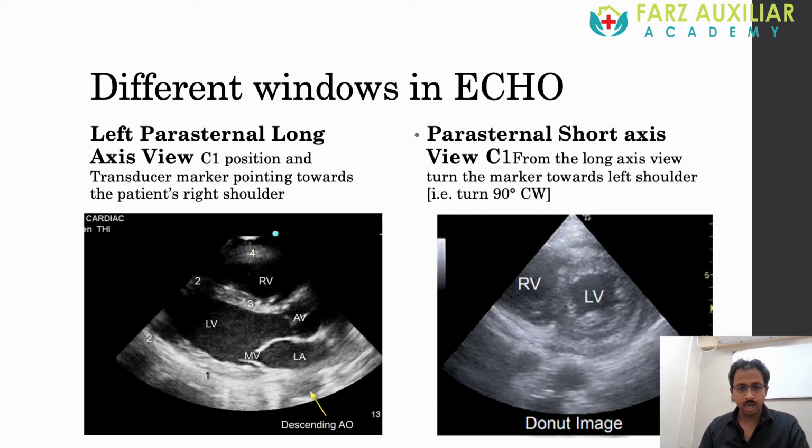This is the LV, this is the RV, this is the AV, aortic valve, this is the LA, this is the mitral valve. And in the same plane, if I rotate the probe by 90 degrees, with the pointer now towards the left shoulder, we will obtain this view. This is the parasternal short axis view. Look at the donut image of the LV and the circular area. The LV should be like this, with the muscle mass there, and the RV is like this, where the muscle mass is less. So you should obtain this view, then we will be able to calculate.